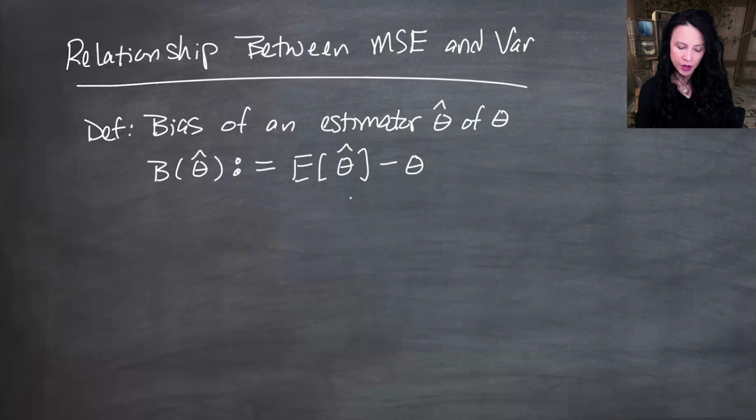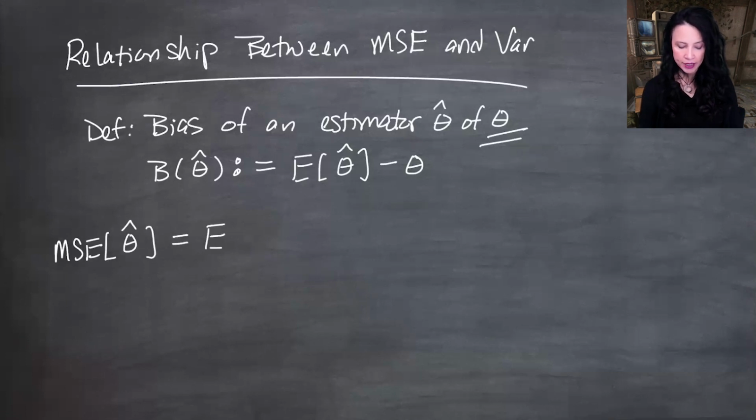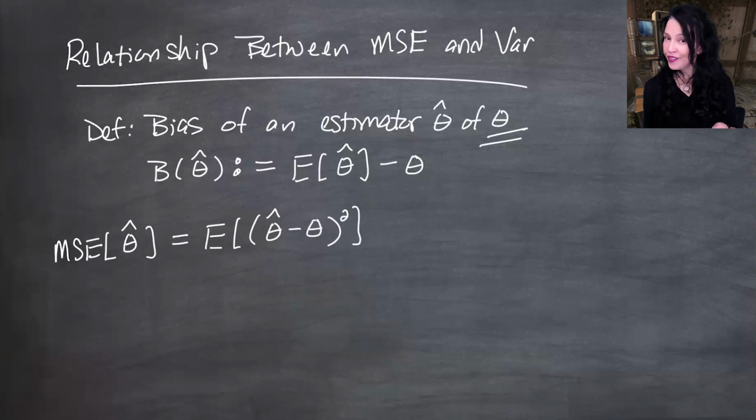And if you ever get confused about which goes where, it probably won't matter because we almost always use bias when it's squared, as we're about to see. So let's look at the mean squared error for theta hat. Theta hat is an estimator for theta. So the mean squared error is the mean or expected value of the square of the error, the difference between theta hat and theta. And as we know, if theta hat is unbiased for theta, then this is simply the variance for theta hat.